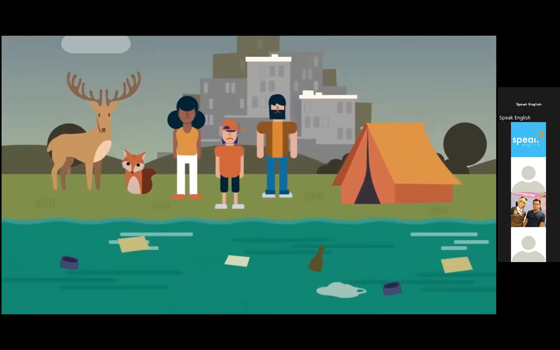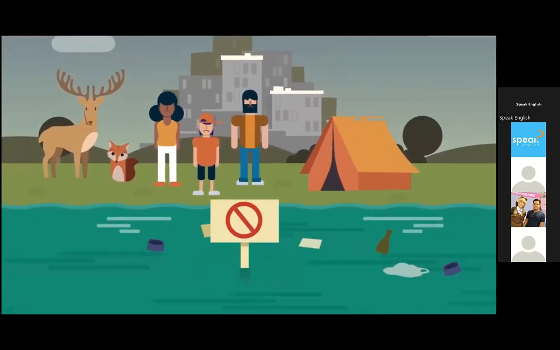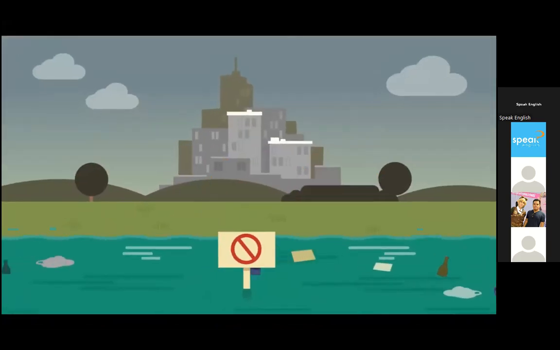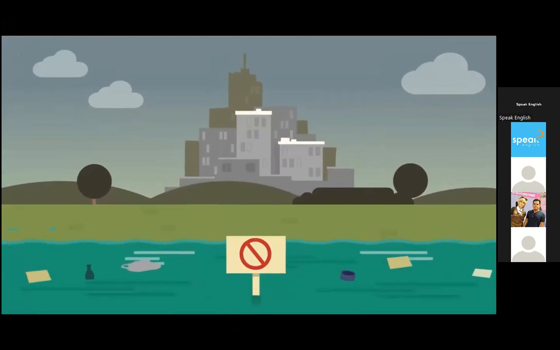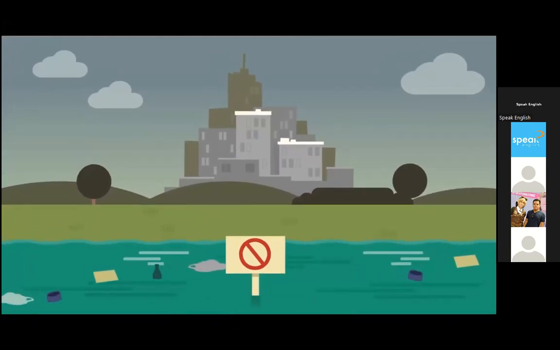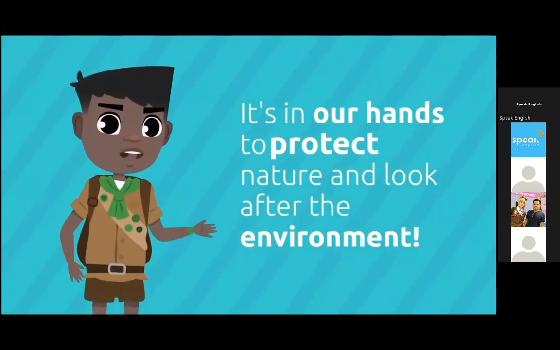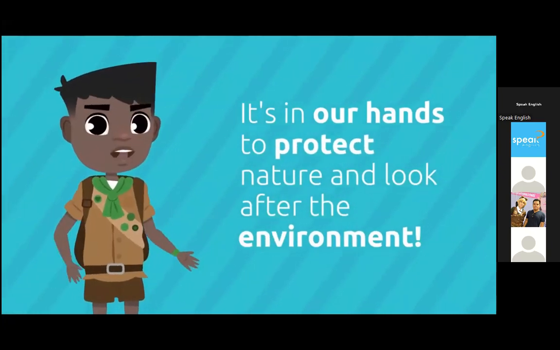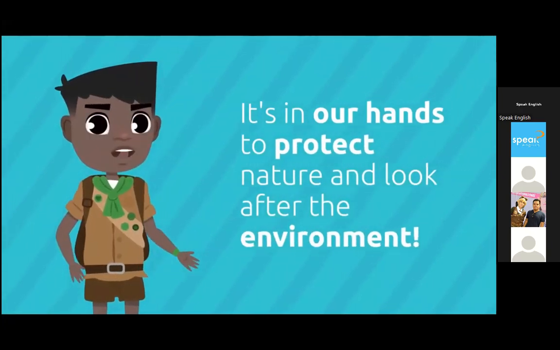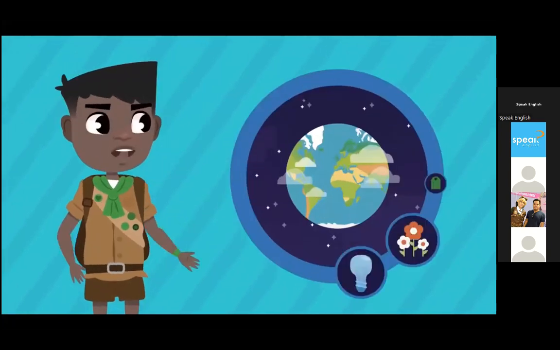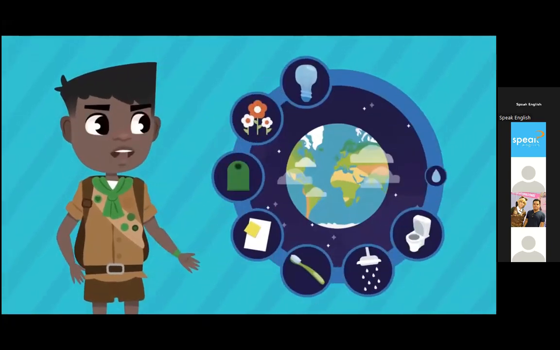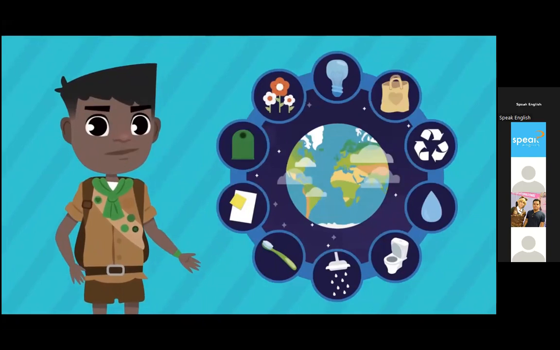Look at this river. People have thrown waste in it. The water has been contaminated, and now nobody can drink it. Oh no! There are also many animals and living beings that will die because of contamination. Luckily, it's in our hands to protect nature and look after the environment. That's why I want to share with you these 10 easy ways to look after the environment.